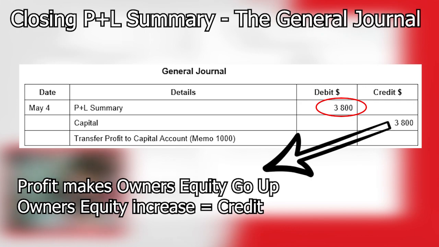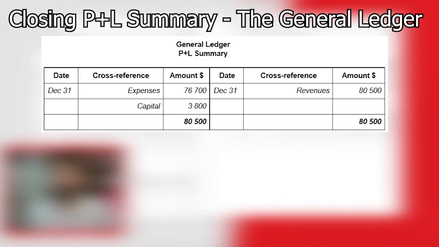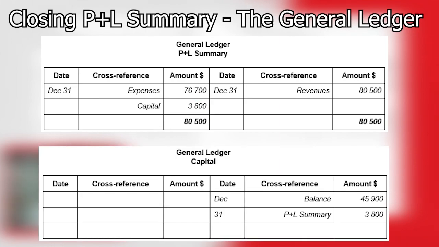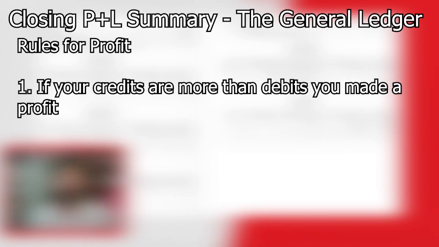And how does that look in our P&L summary? Quite simply, you see here capital on the debit side 3,800 and it totals 80,500. Likewise for revenue 80,500, and in the capital it's just P&L summary on the credit side because that indicates profit. So a few quick rules. So there's only 2 rules here, well 3 technically. Firstly, if your credits are more than your debits in the P&L summary, you've made a profit because revenue is higher than expenses.